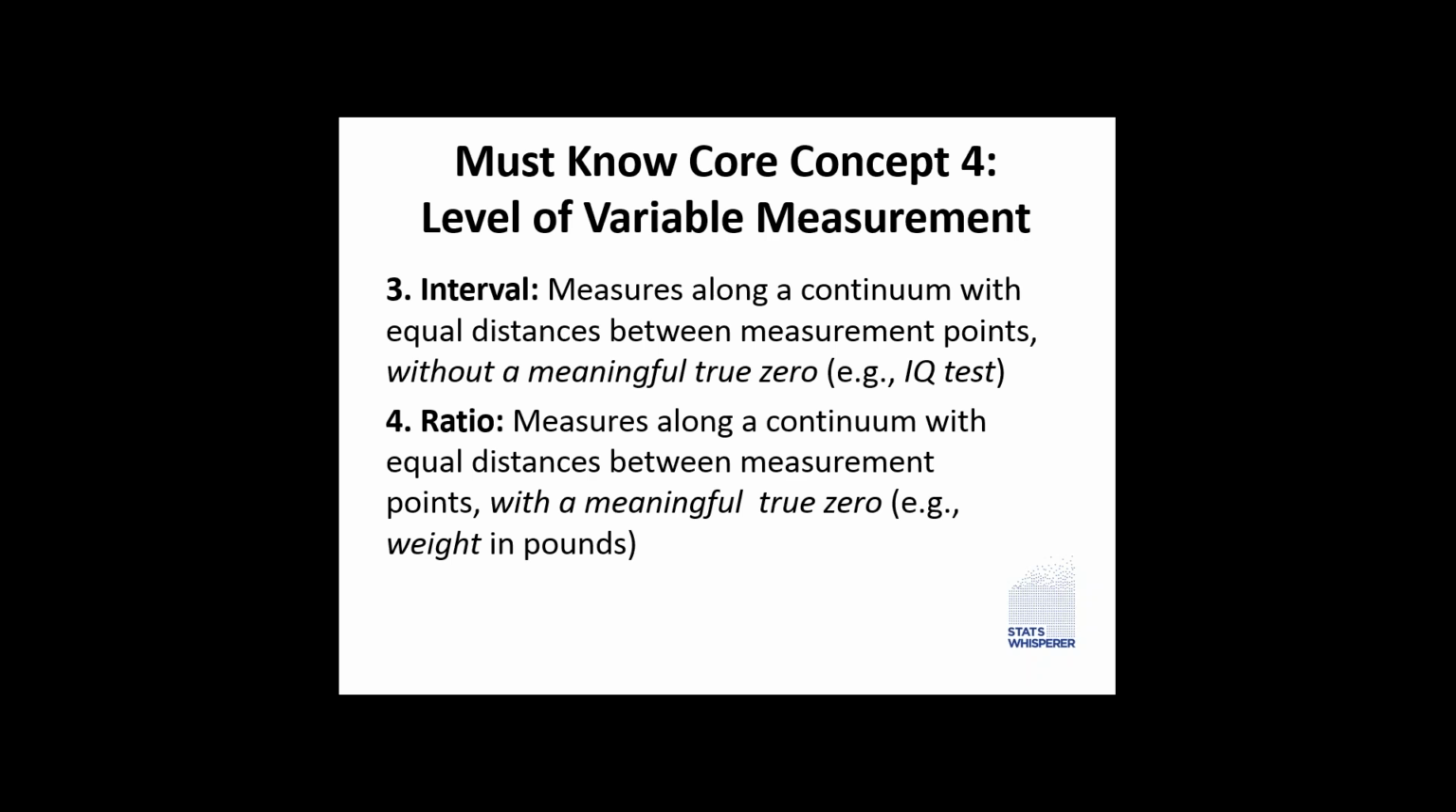A ratio is the exact same thing, except there is a true 0. So it's measured on a continuum, with equal distances between measurement points and a meaningful true 0. For example, weight. If you're measuring weight and there's a 0, it does reflect an actual absence of weight.